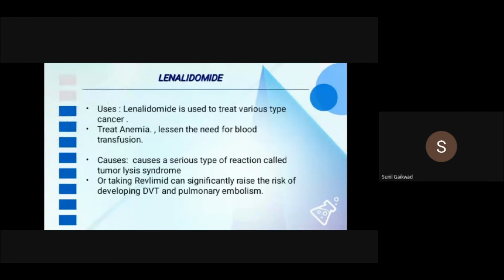Lenalidomide is used to treat various types of cancers, treat anemia, and lessen the need for blood transfusion. The causes are a serious type called tumor lysis syndrome, and taking Revlimid can significantly raise the risk of developing DVT and pulmonary embolism.